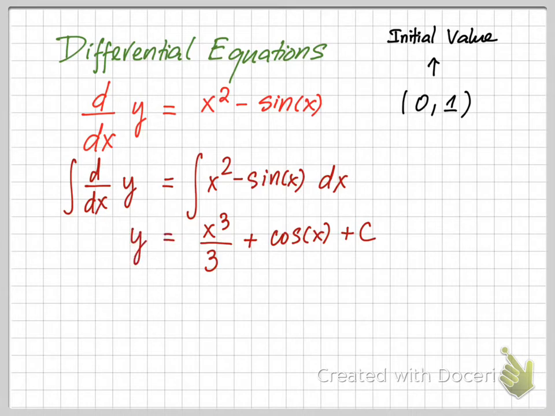And then when you integrate the right side, you will get the integral of x squared minus the integral of sine of x. Since the integral of x squared equals x cubed divided by 3, and the integral of sine of x equals negative cosine of x, the integral of negative sine of x should equal positive cosine of x, plus c as a constant.